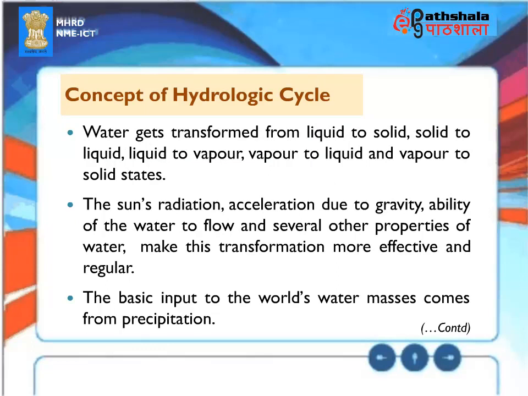Concept of the hydrologic cycle. Water gets transformed from liquid to solid, solid to liquid, liquid to vapor, vapor to liquid, and vapor to solid states. The sun's radiation, acceleration due to gravity, ability of the water to flow, and several other properties of water make this transformation more effective and regular. The basic input to the world's water masses comes from precipitation.